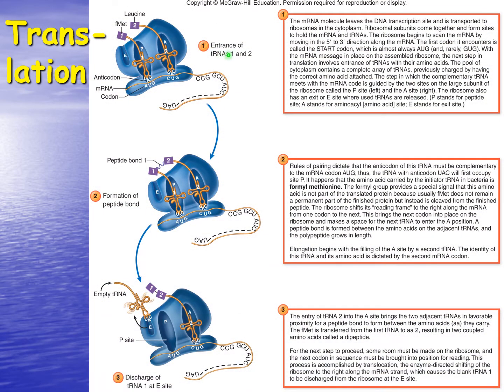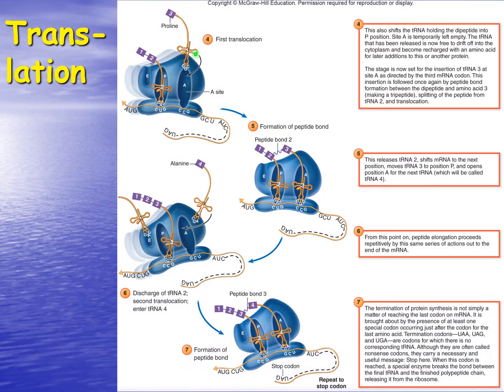So, entrance of the transfer RNAs 1 and 2. And again, the transfer RNA with UAC will carry methionine, and the AUG is in the P site to begin with. That then allows the second transfer RNA to come in and bind to its codon and anticodon together, and it will bring in the second amino acid. A peptide bond will be made between methionine and leucine. And then the ribosome is going to move down one codon. And this now empty first transfer RNA will exit the E site, and we move down.